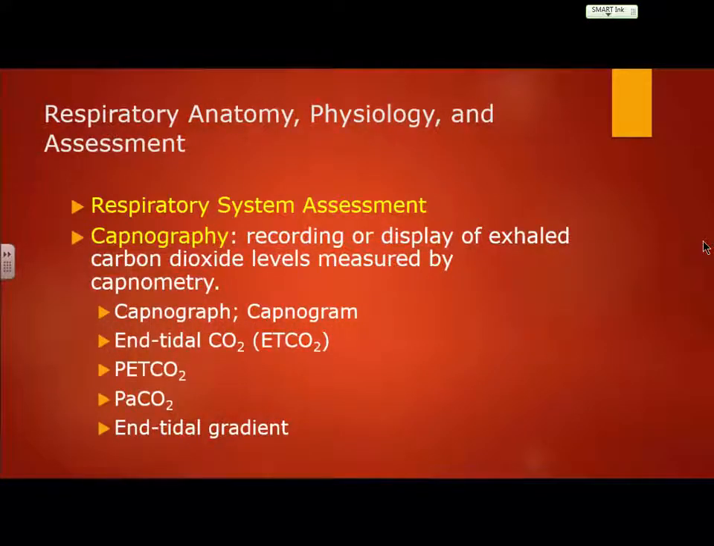So with capnography, you've got a couple of terms here that are kind of hand in hand.